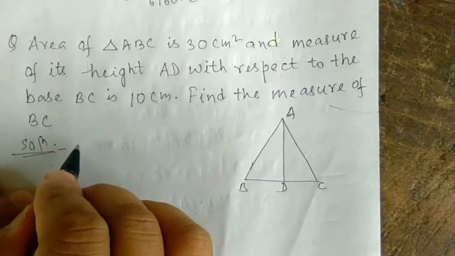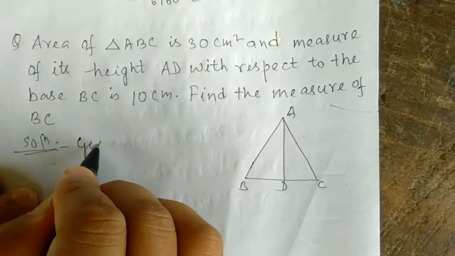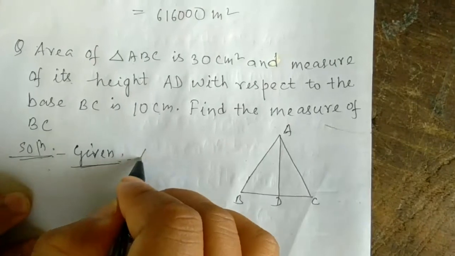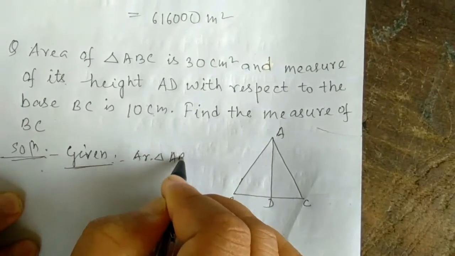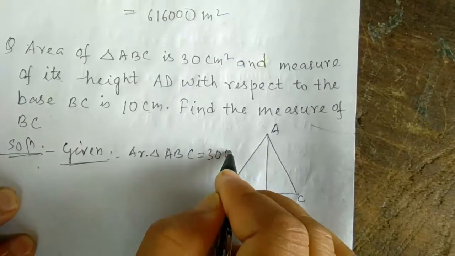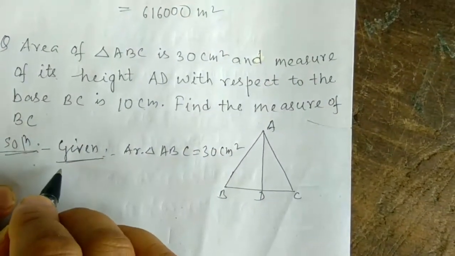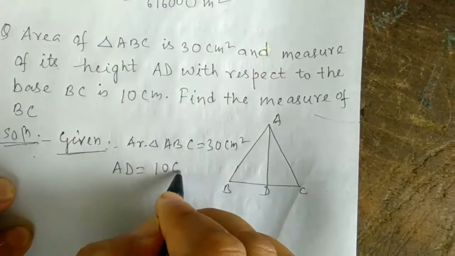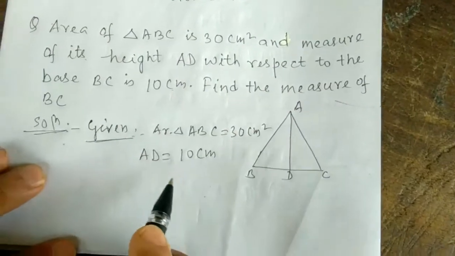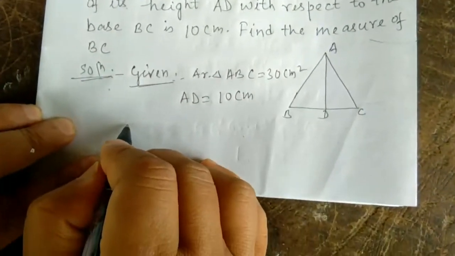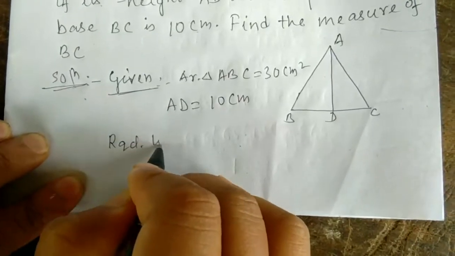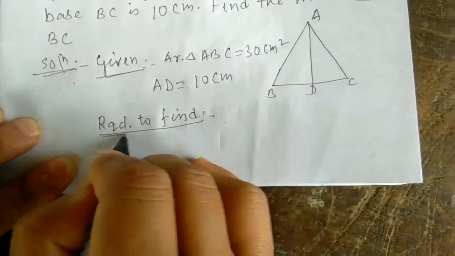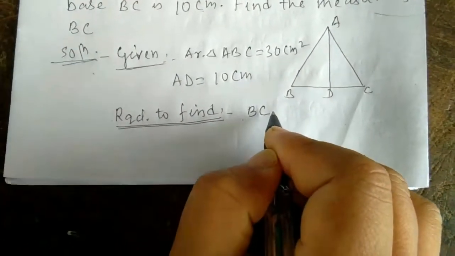So what is given? Area of triangle ABC is given as 30 centimeter square. Clear? AD is given, AD equal to 10 centimeter. We have to find BC. Required to find the measure of BC.